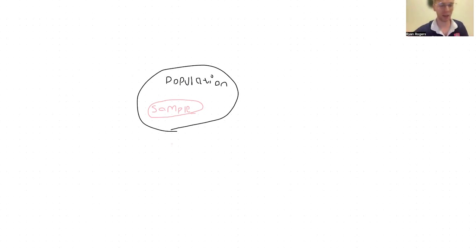Okay, that's better. All right, let's go. Variable. You're going to need to know what a variable is. A variable is a thing that we measure. It's a thing that changes.